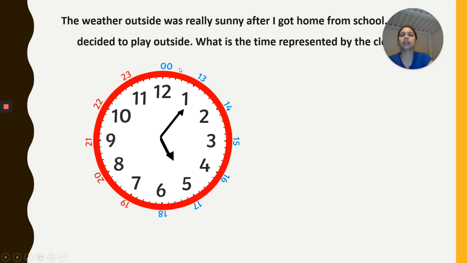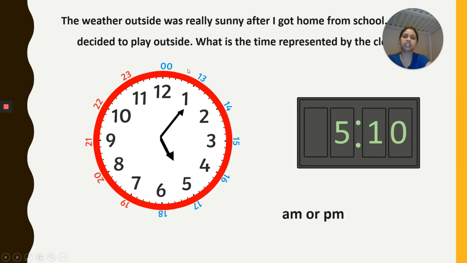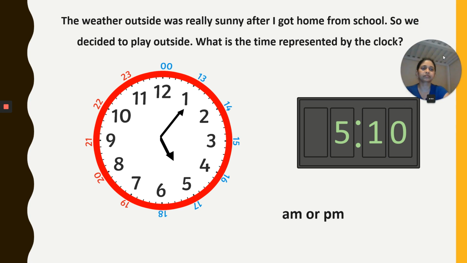Okay. The weather outside was really sunny after I got home from school. So we decided to play outside. So we know that the school finishes at 3:30 and that is afternoon. And now we've got home and in the evening we decided to play outside. So we already know that that is PM.